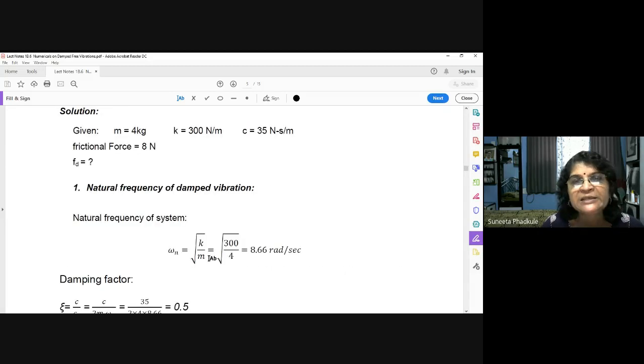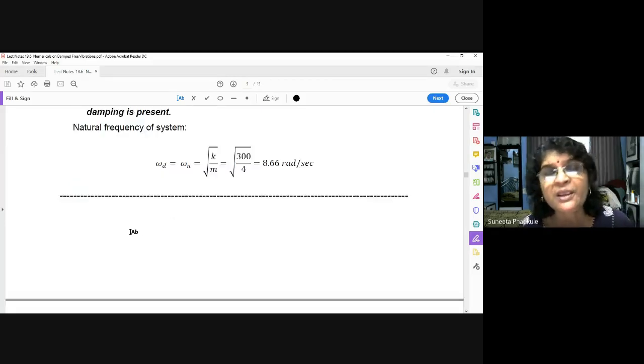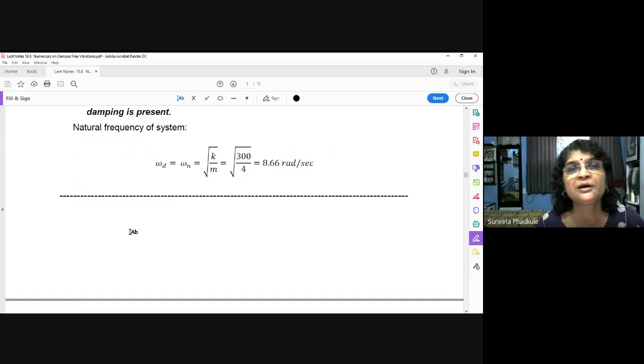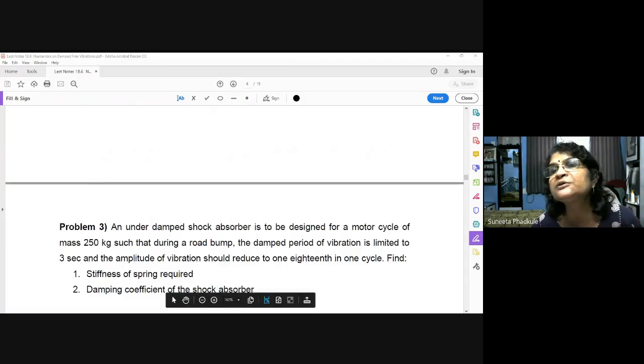Understood? So very simple problem, can be asked for 4 to 6 marks. And remember my friends, for the GATE exam, there will definitely be 1 or 2 problems on this vibration. And like this only, very short problems will be there. Any doubt in this second problem, please put in the chat box.